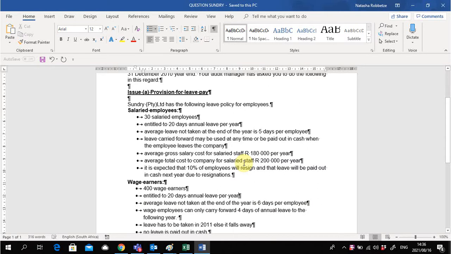In this question, they have two types of employees. They have employees who earn salaries and employees who earn wages. Of course, salaries are generally considered a monthly payment, while wages are normally based on working hours.